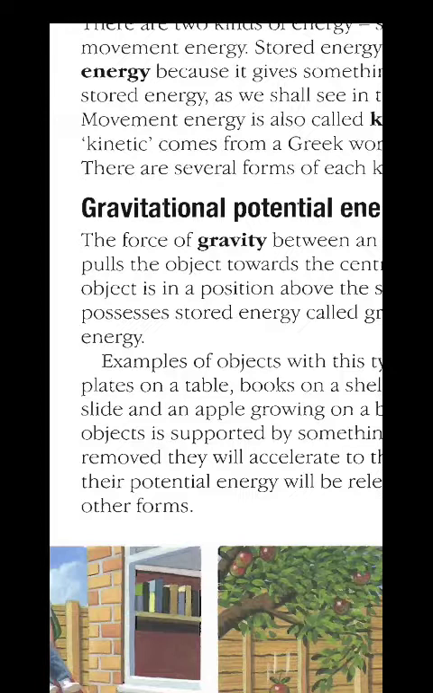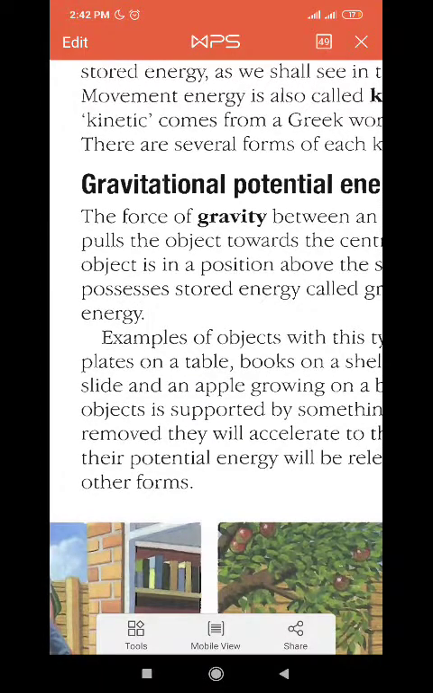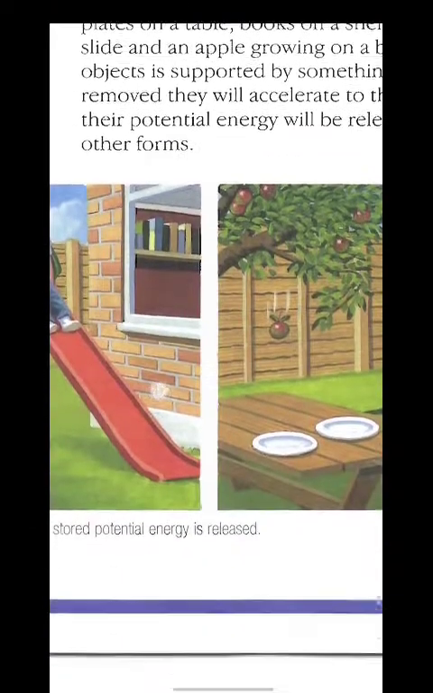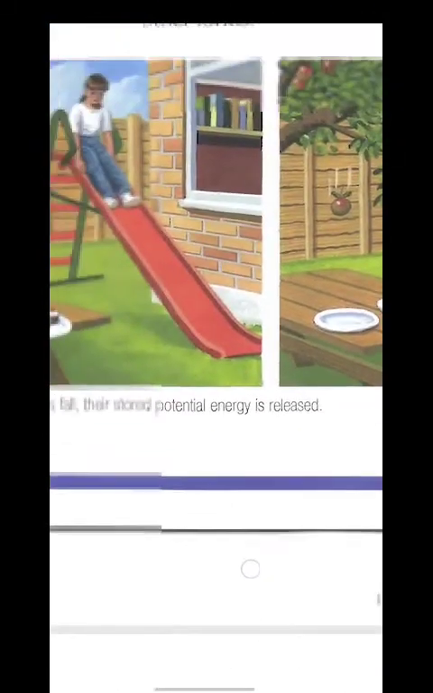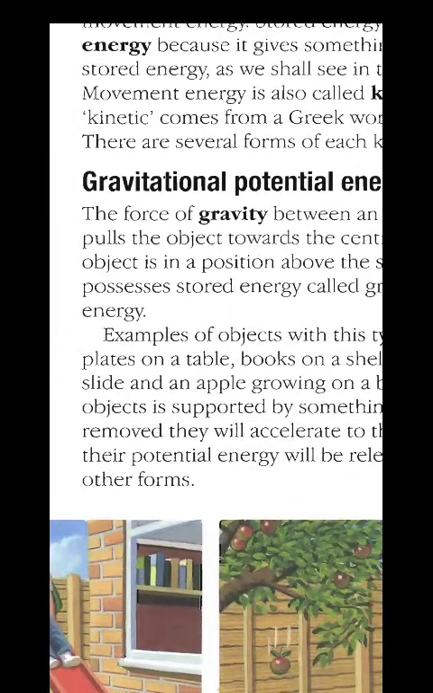There are three forms. We have gravitational potential energy, which I'll call GPE. Then we have strain energy, which I'll call elastic potential energy. Okay, it's right here, elastic potential energy. Then we have chemical energy, which doesn't have any other name. All right. Now, let's talk about gravitational potential energy.